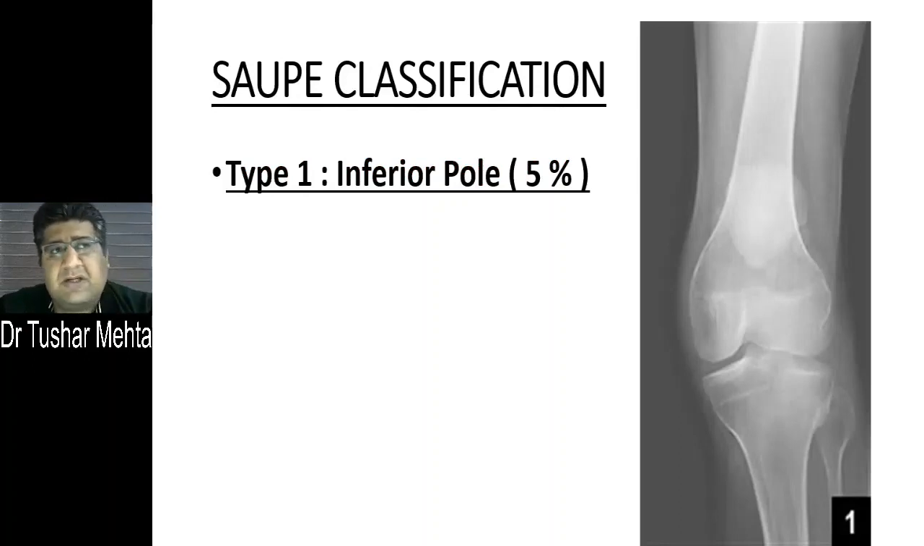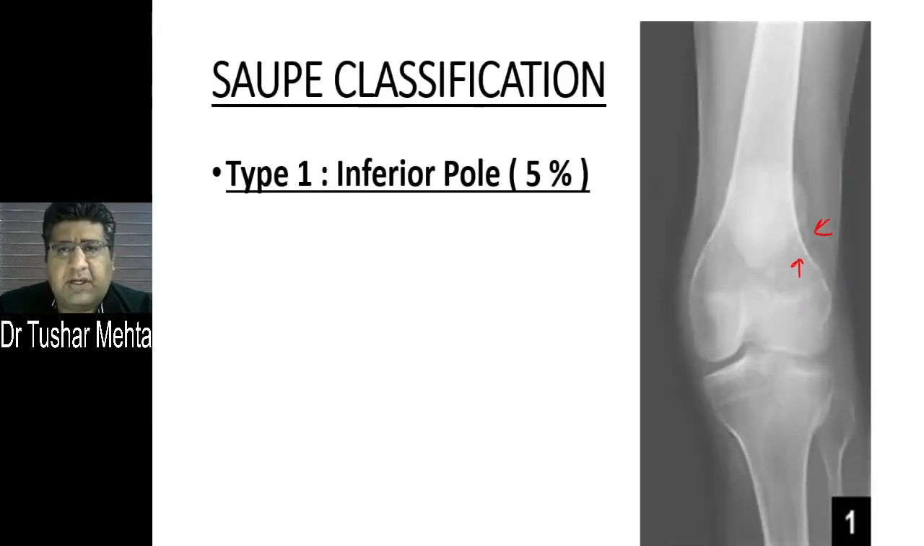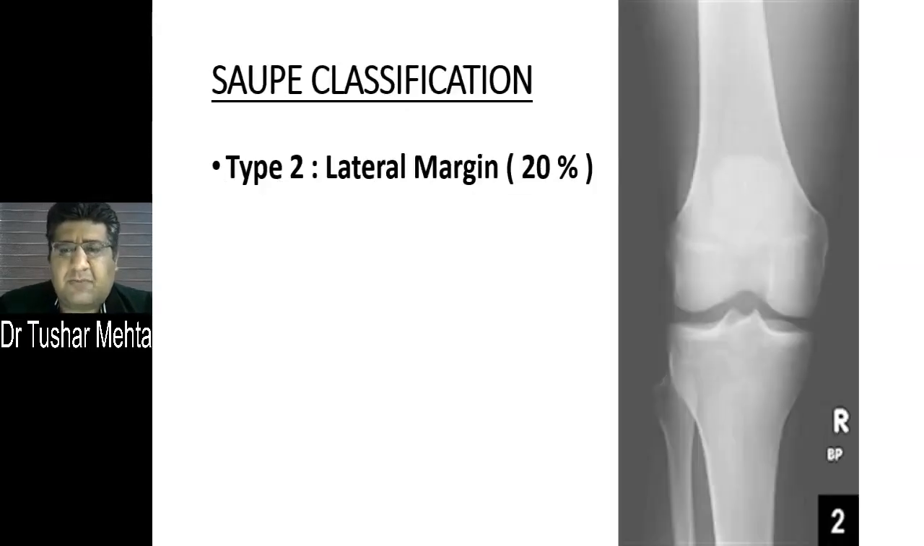Type 1 is the least common, hardly 5%, at the inferior pole. I don't know whether you are able to see this or not, but yes, this is type 1. This is the inferior pole. Just 5%, nothing much. Type 2 is the lateral margin.